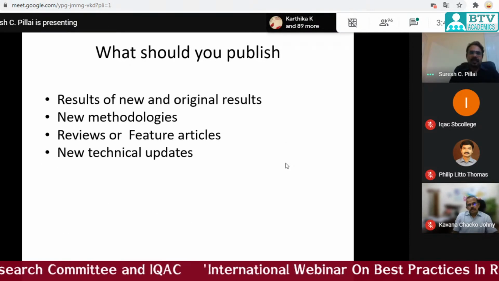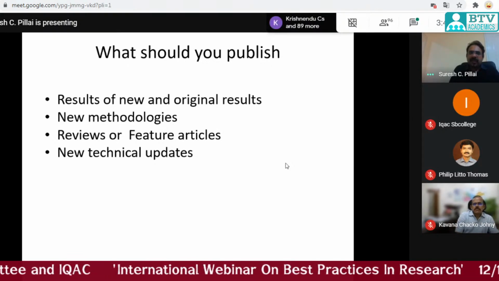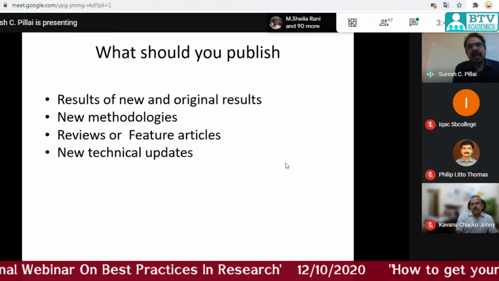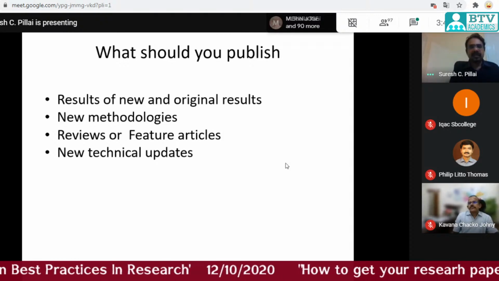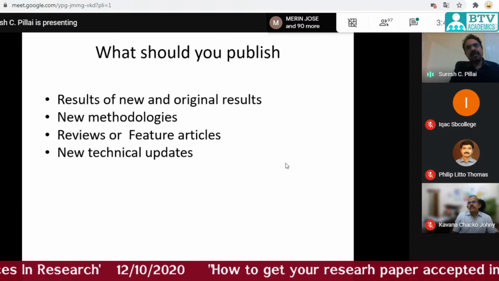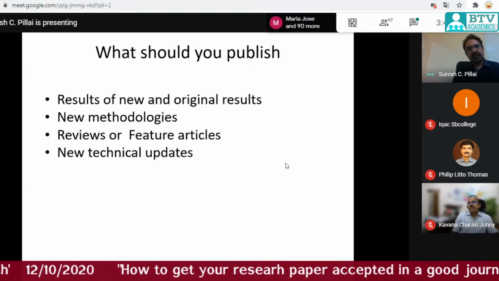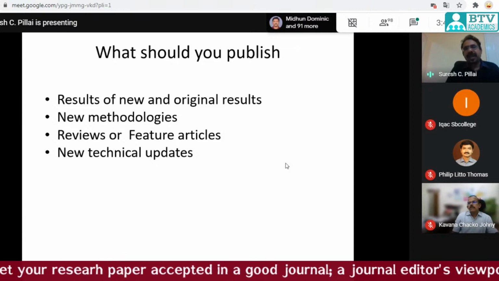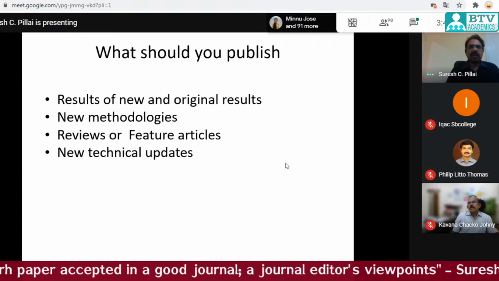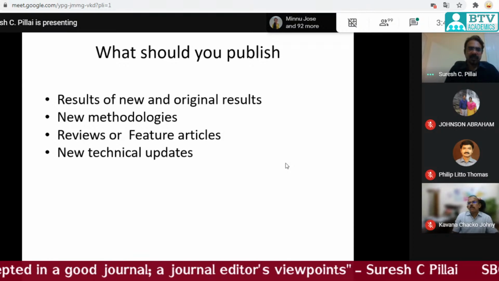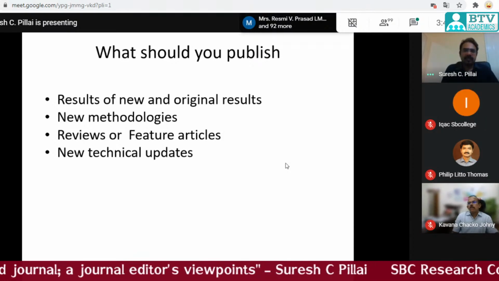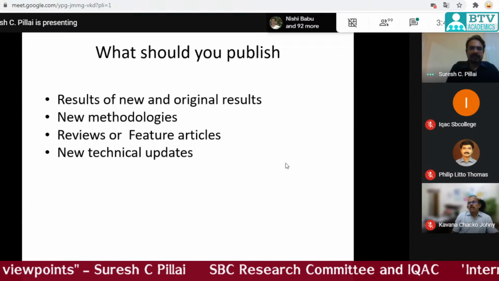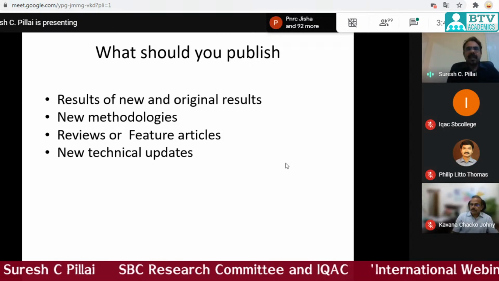And what should you publish? You can publish new and original results, original work, new methods, as we discussed earlier, the microwave or sonochemical process. Conventionally, it was prepared in a different route. You have developed a new route, and that can be published. You can also publish reviews or feature articles. You can also publish new technical updates, a new tool to analyze materials, or a new bacteria you found out recently, or a new butterfly. Okay, so these can be technical updates. You can also apply the same thing in social science too.